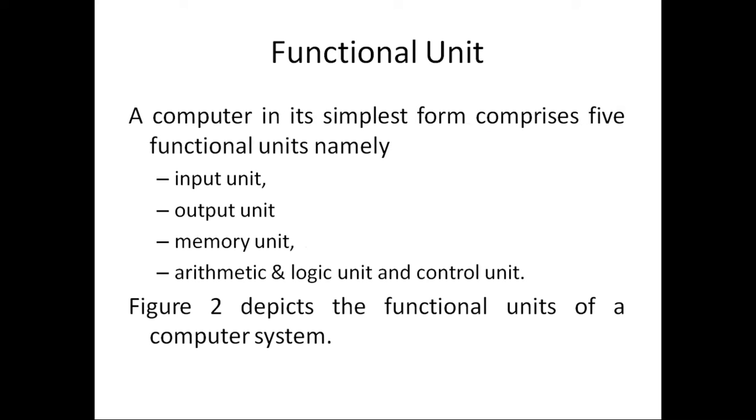Then what is the functional unit? A computer in its simplest form comprises 5 functional units. What are they? First, the input unit, second the output unit, third the memory unit, then the arithmetic and logic unit and the control unit, right? Arithmetic logic unit and control unit. So these are the 5 units. ALU and CU you are taking as 1, that's why 1, 2, 3, 4 is coming. ALU is one and the control unit is also there.